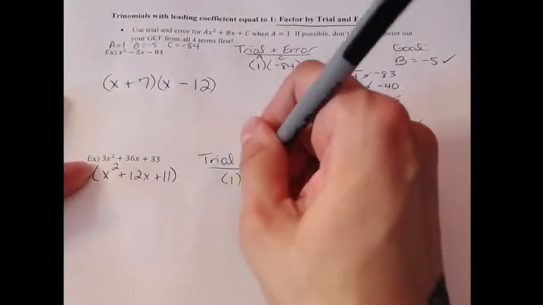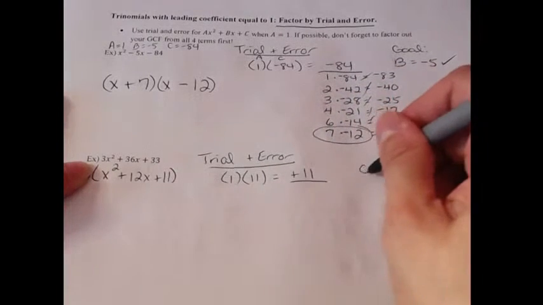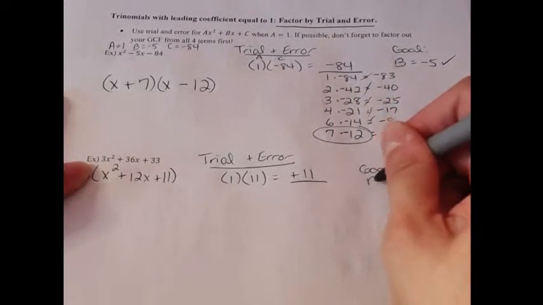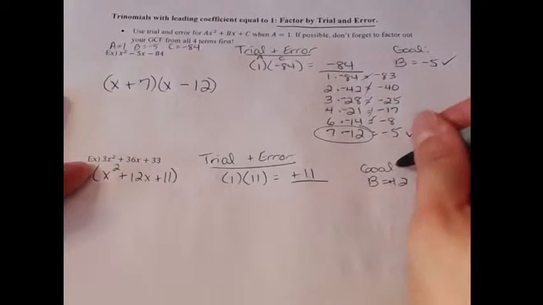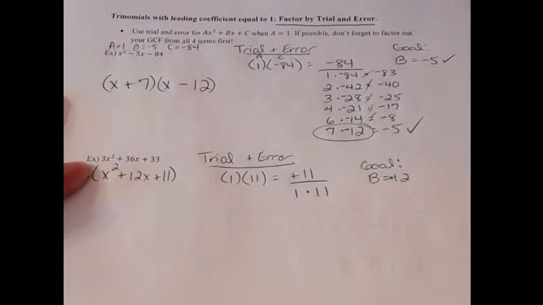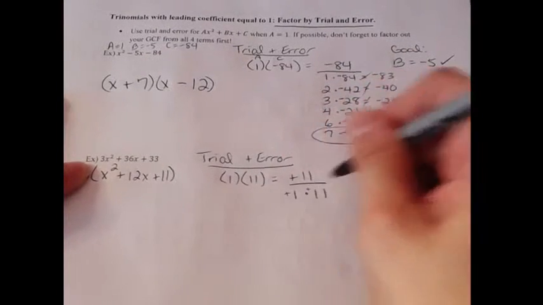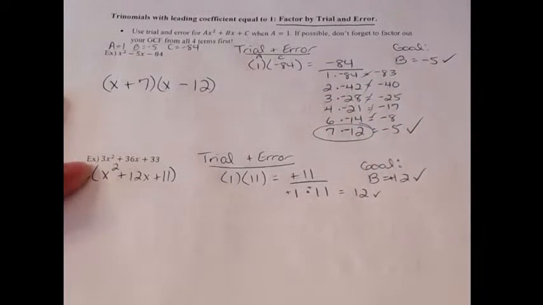So this is going to be 1 times 11, which is a positive 11. And I want factors of 11 that give me a B of positive 12. That's what I'm looking for. I'm looking for a positive 12 here. So we have 1 times 11, and those are our only factors. Yay, that made life easy. If both of these are positive, they add up to 12, and ta-da, we found our factors.